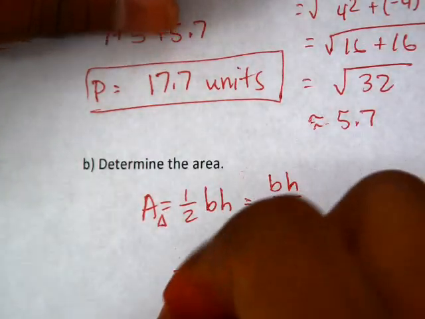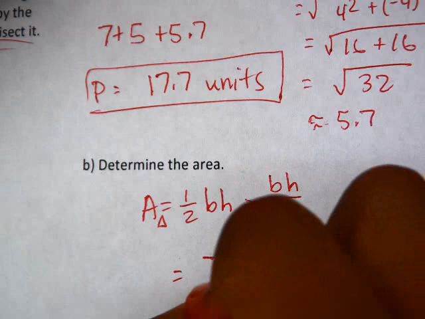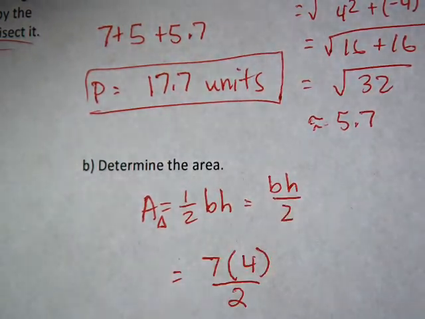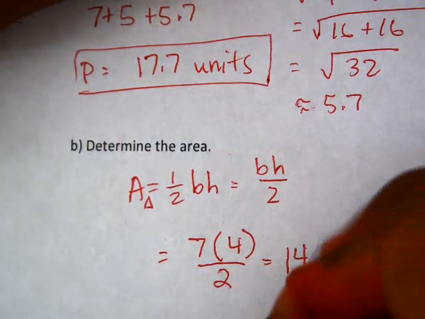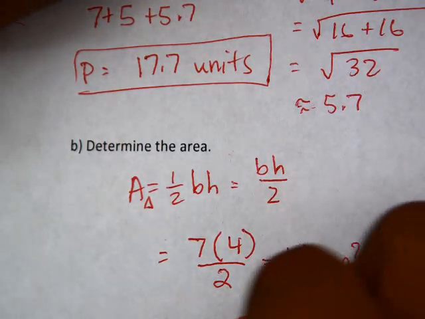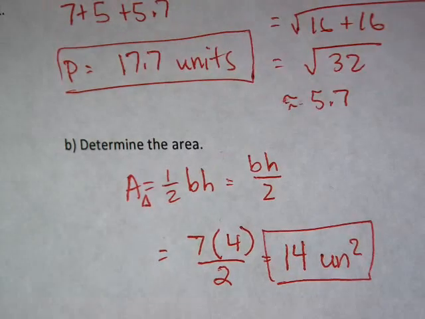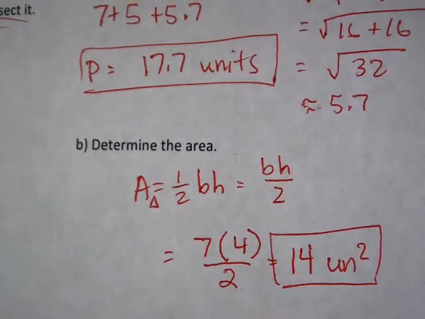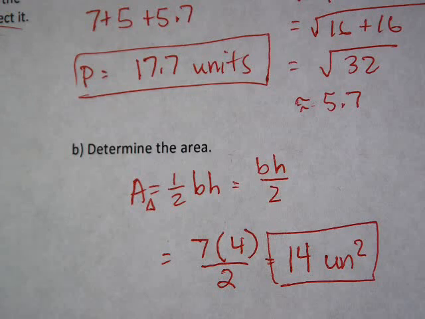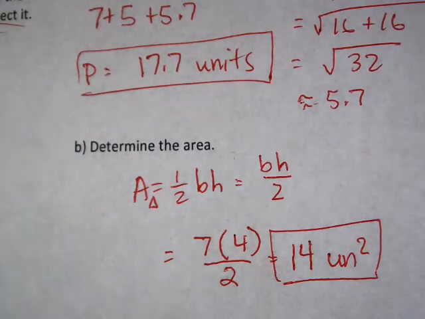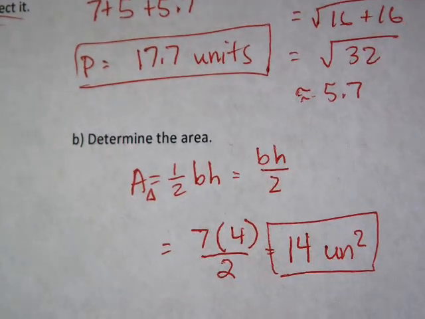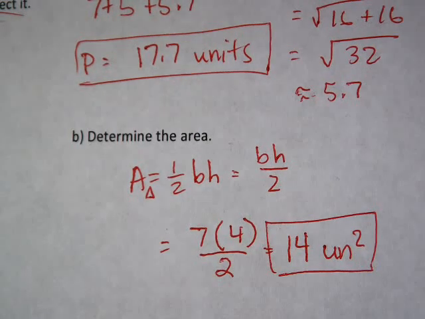Back to our formula. Our base was 7. Our height was 4 divided by 2. And it's 28 divided by 2, which is 14. And units squared is our area. So perimeter is the distance around. Area is how much space is inside. Perimeter, I add up all the sides. Area, I need to use the formula. Base times height divided by 2 if I'm working with triangles.